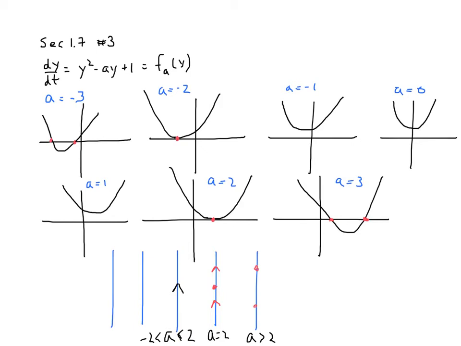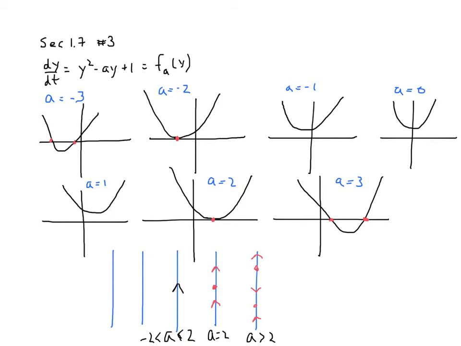The smaller of the two, this one, is decreasing, so it's going to be a sink. And the larger of the two is a source. When A is equal to -2, I sort of squeeze these lines in a little bit too close.